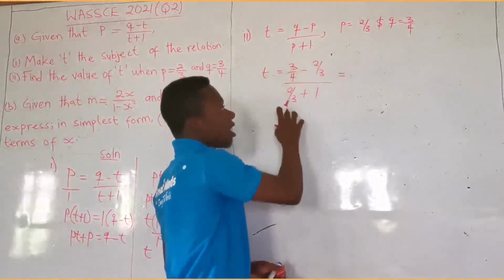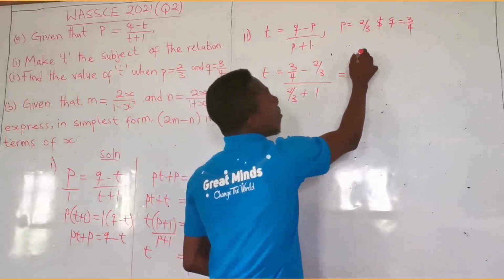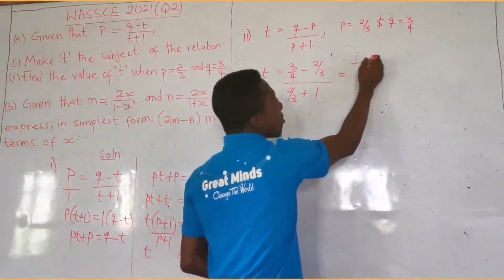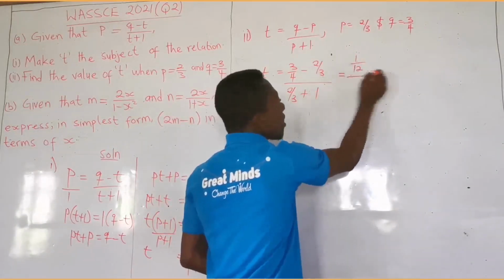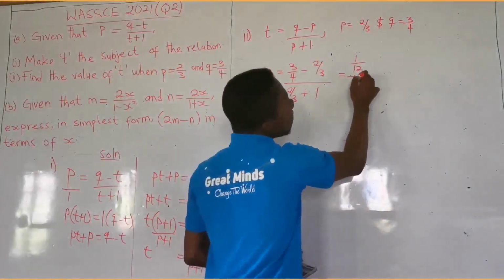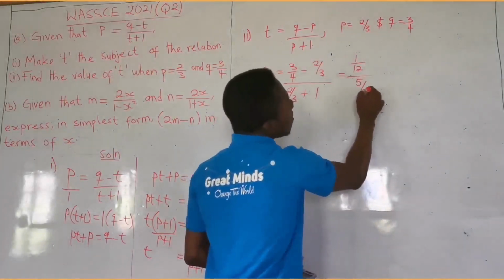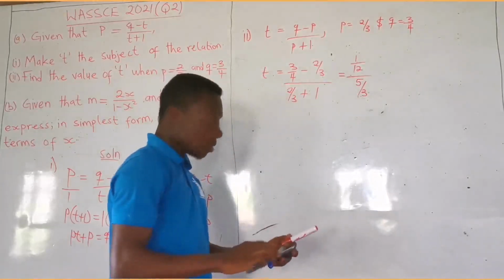So all that you need to do here is to be able to solve for the numerator and to be able to solve for the denominator. And here you'll be getting what? 1 out of 12. Then the denominator is going to be 5 out of what? 3. That is what I got in my calculator.